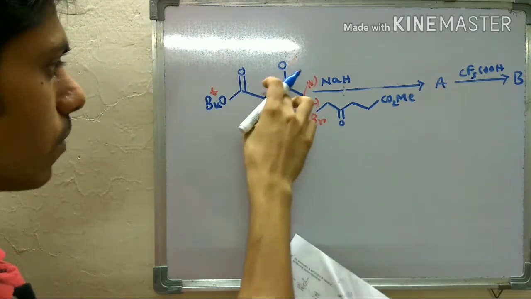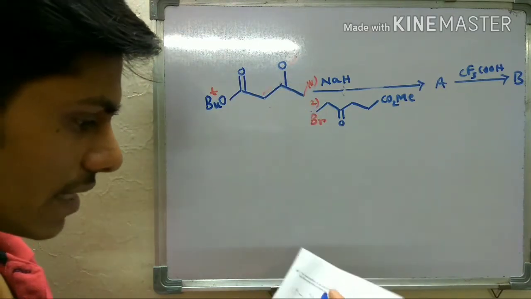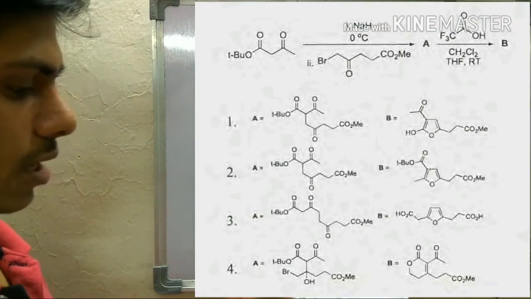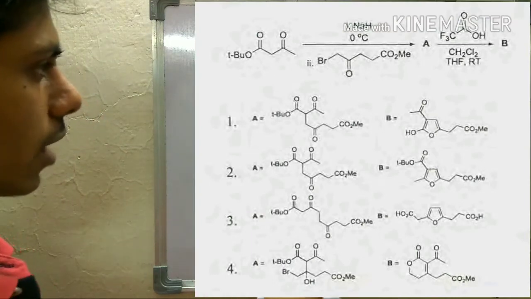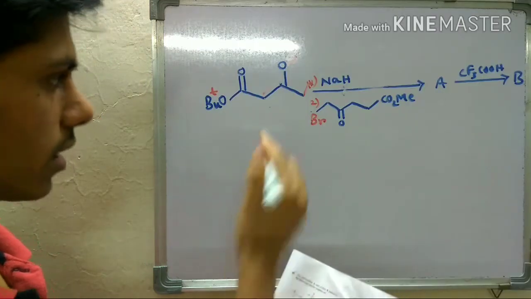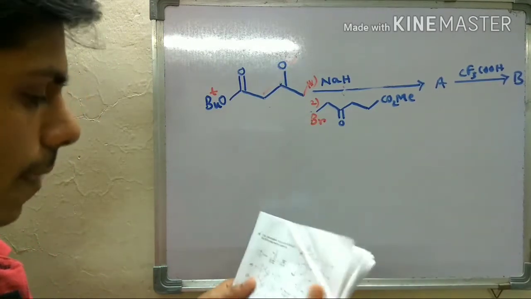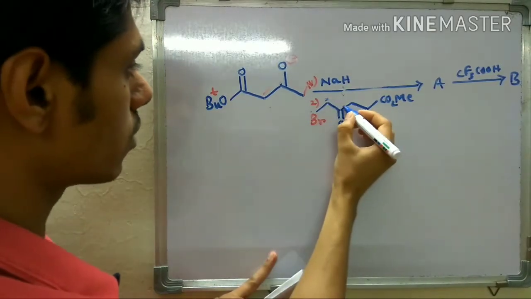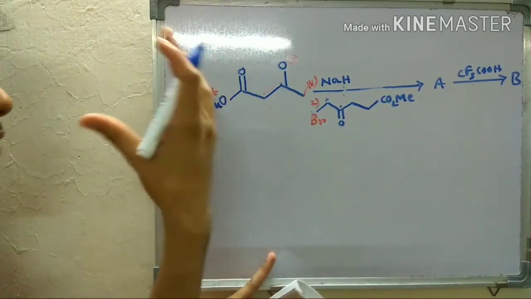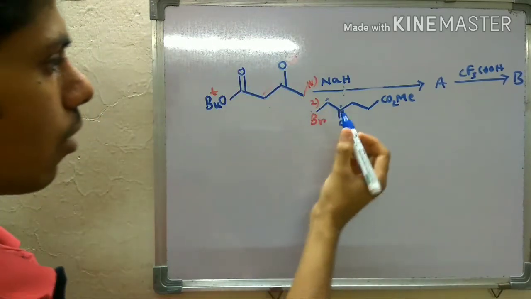If the enolate is from this side, then you can easily eliminate option 3, because in option 3 you can see the alkylation is occurring from the terminal side. So this will not be the case, because the enolate will always form from this side. Now this enolate can attack either this position or this position, so you have to determine where it will attack.